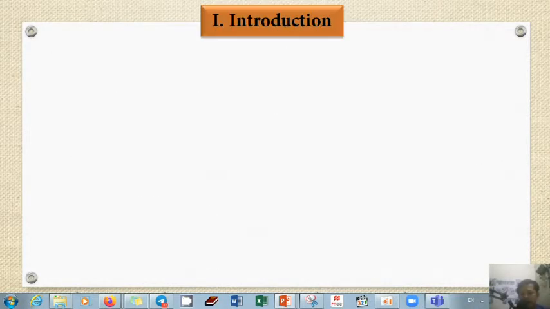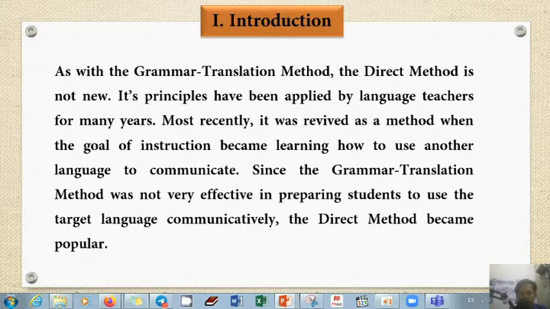So now let me move to the first point, the introduction. As with the grammar translation method, the direct method is not a new one, and its principles have been applied by language teachers for many years. More recently, it was revised as a method where the goal of instruction became learning how to use the target language to communicate. Since grammar translation was not very effective in preparing students to use the target language to communicate, the direct method became popular.